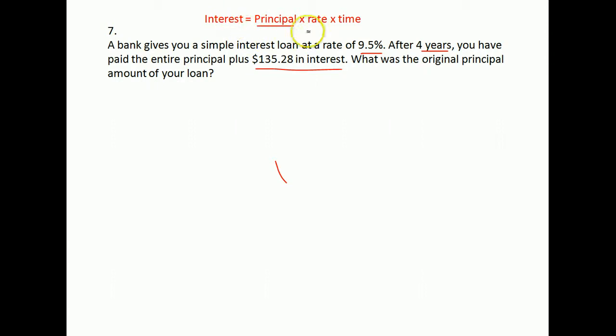So again, put in the parts you do know. What was the interest? Well, it said the interest on that was $135.28. That should equal the principal, which I don't know. I'm just going to call it P, times the rate. The rate was 9.5%. Before you can use that, you have to change percent, or per hundred, into decimal form without the percent sign. So to do that, we do 9.5 divided by 100, which gives me 0.095 as my rate.